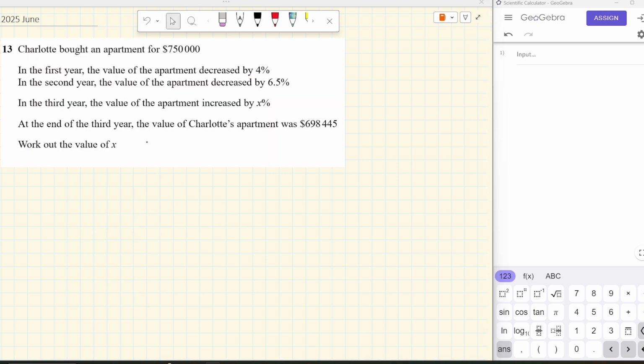Charlotte bought an apartment for $750,000. In the first year, the value of the apartment decreased by 4%. In the second year, the value of the apartment decreased by 6.5%. In the third year, the value of the apartment increased by X%. At the end of third year, the value of Charlotte's apartment was $698,445. Work out the value of X.